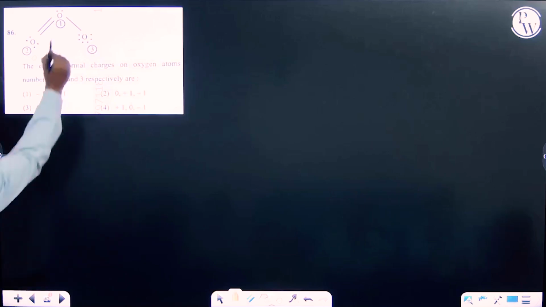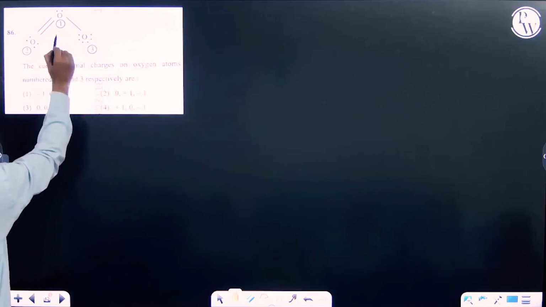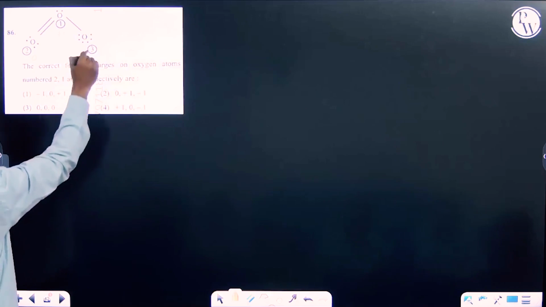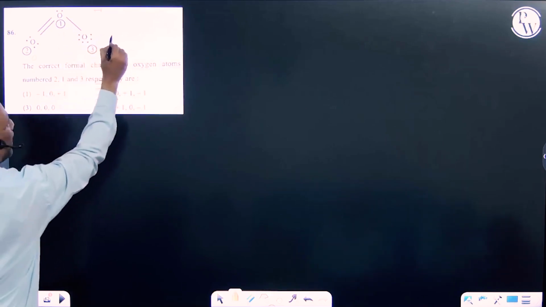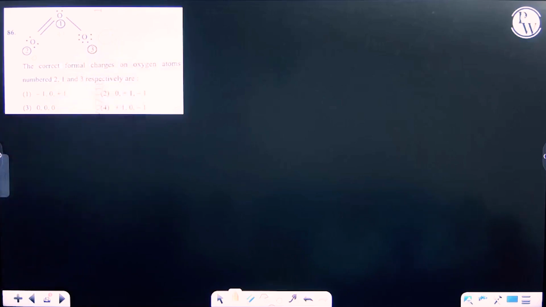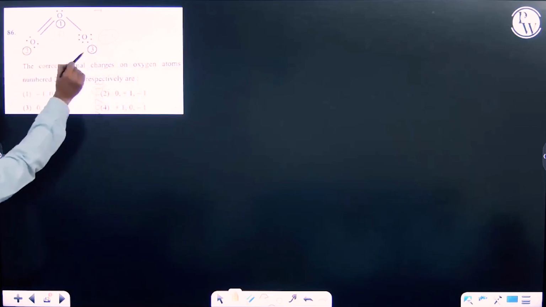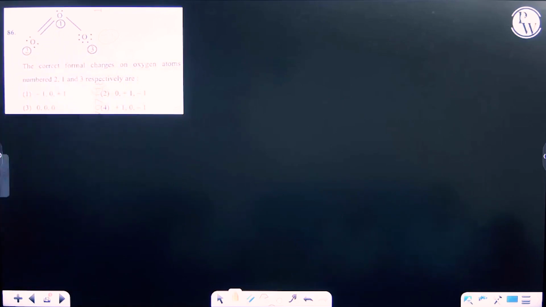So it is having 2, 1, 3, he is asking. In this case, plus 1. And here it is having more number of electrons: 2, 4, 6 and 1 more, 7. Hence it is a negative charge. And hence you can go by this. So if you number it 1, 2, 3 like this or 1, 2, 3 like this, done.